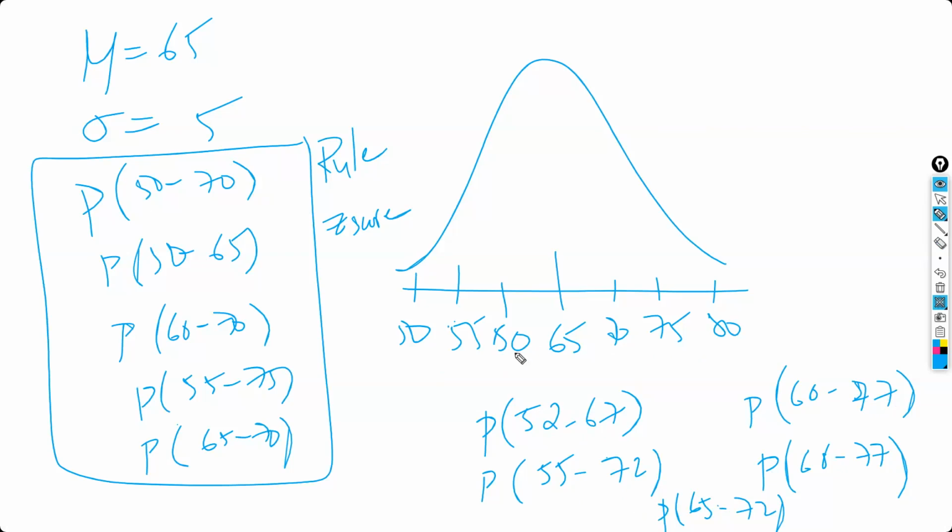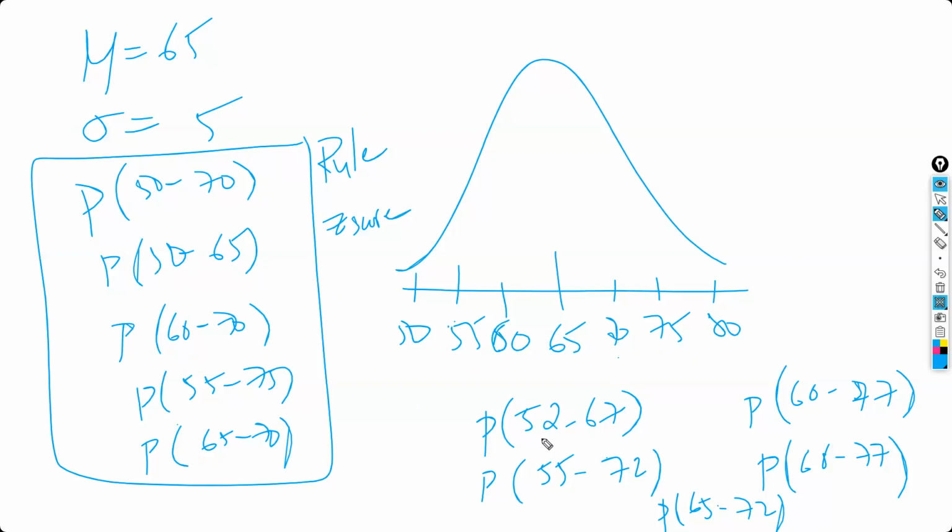So 50 is available here, 70 is also available, so the rule can be applied. 50 to 65: 50 is available, 65 is also available. You can apply. 60 to 70: 60 is available. 55 to 75 is available. 65 to 70 is also available. These numbers are available on the plot directly, so we can apply the rule also.